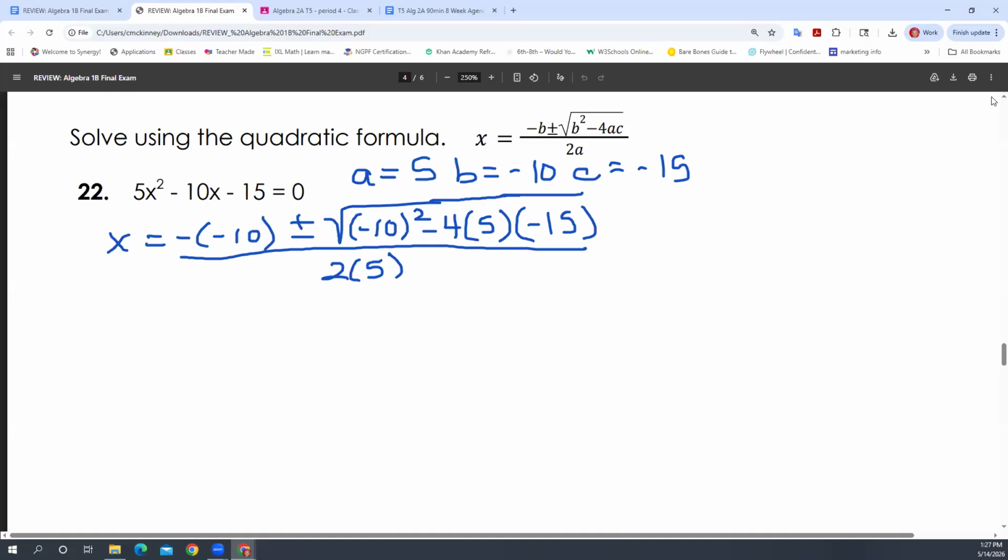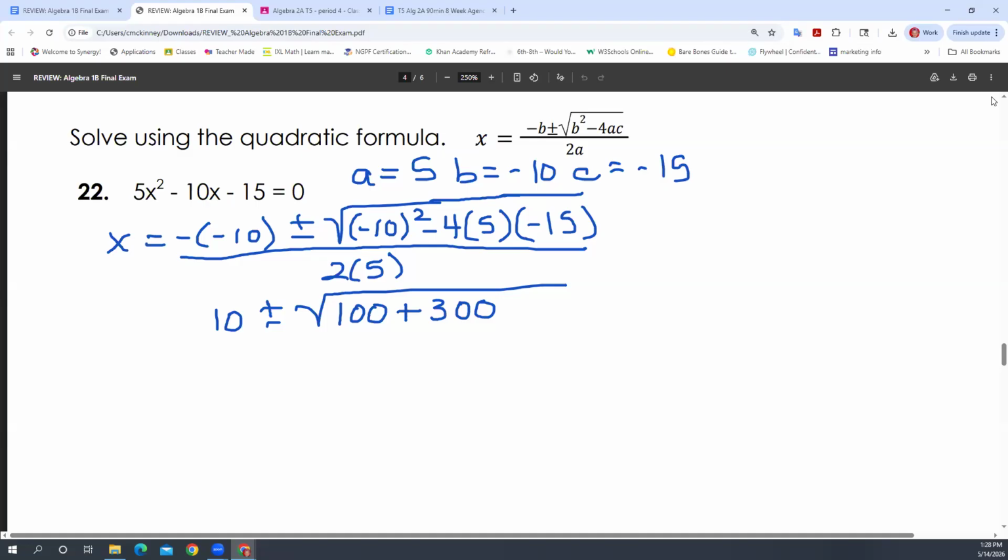So first off, -10 just makes 10. And maybe you just think opposite of -10 is 10 and you just wrote down 10 to start with. And then underneath the radical, -10 squared is +100. Anything squared is positive, right? Because signs are the same. And then -4 times 5 times -15. I see two negatives, so I know this is going to turn out to be plus. And then 20 times 15, 300.